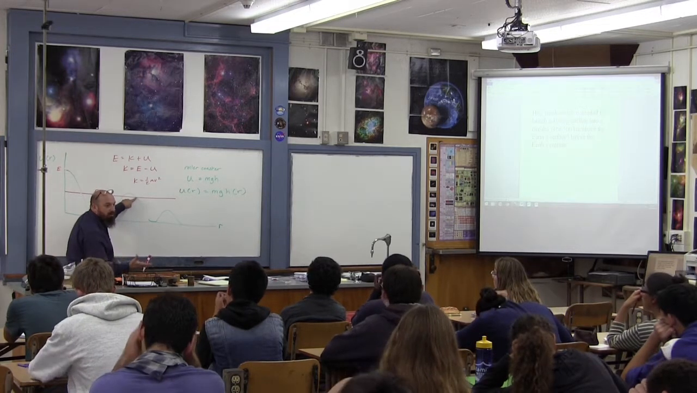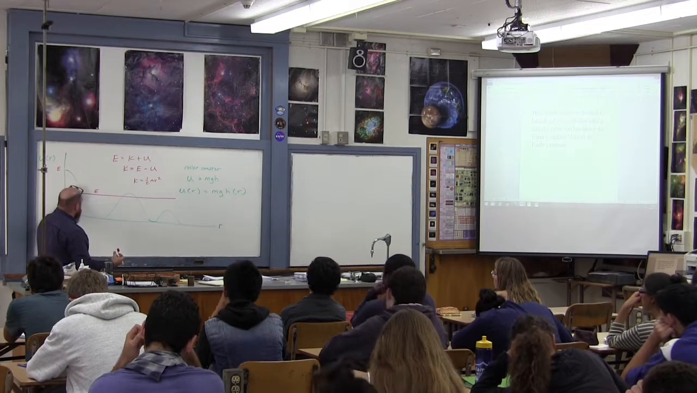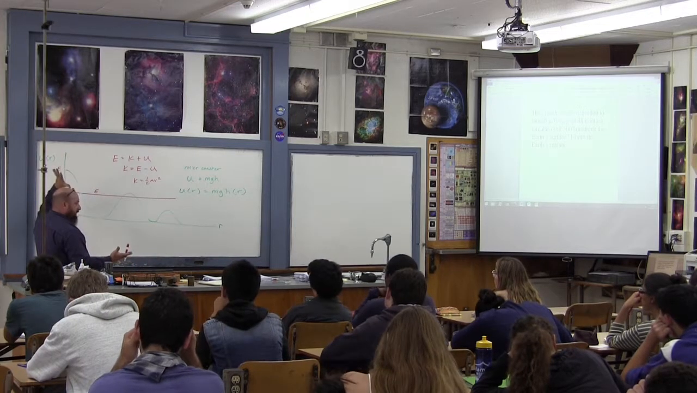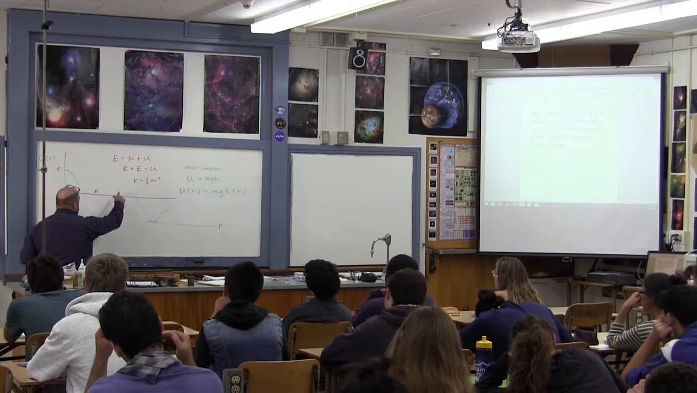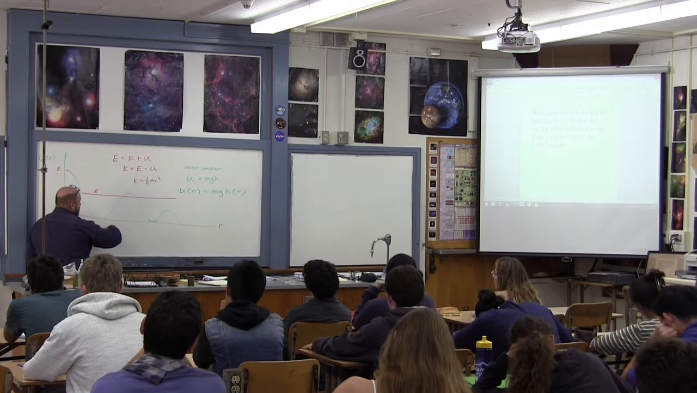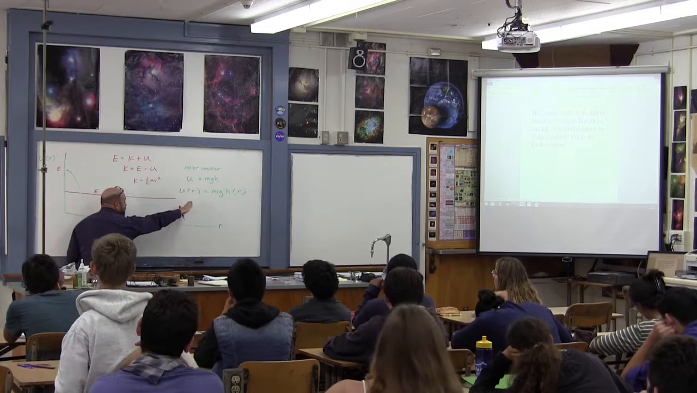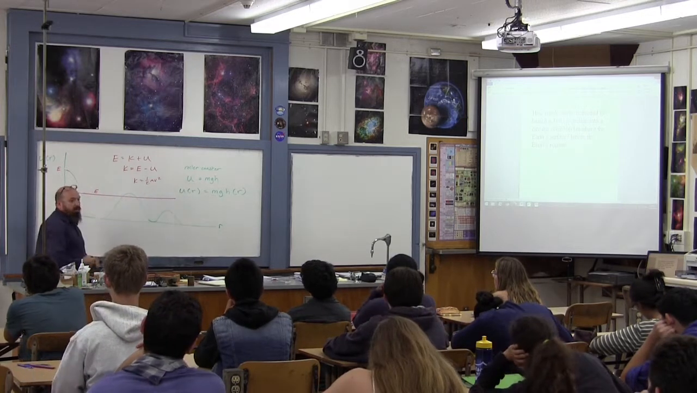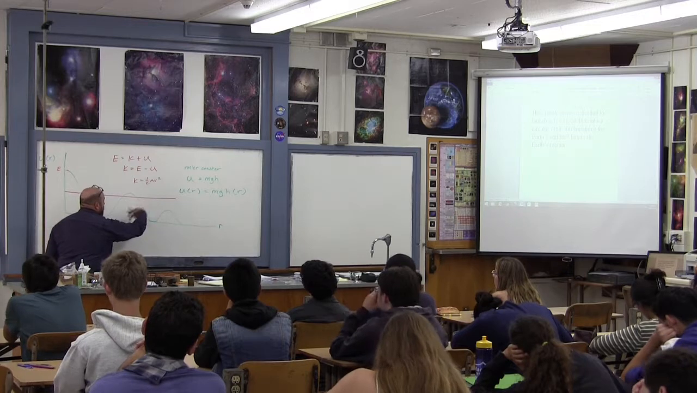So if you set the object right here with this total energy E in red, and let it go, it is just going to oscillate back and forth like so in this well forever. These regions here are forbidden because we don't have enough energy to make it over this hill.